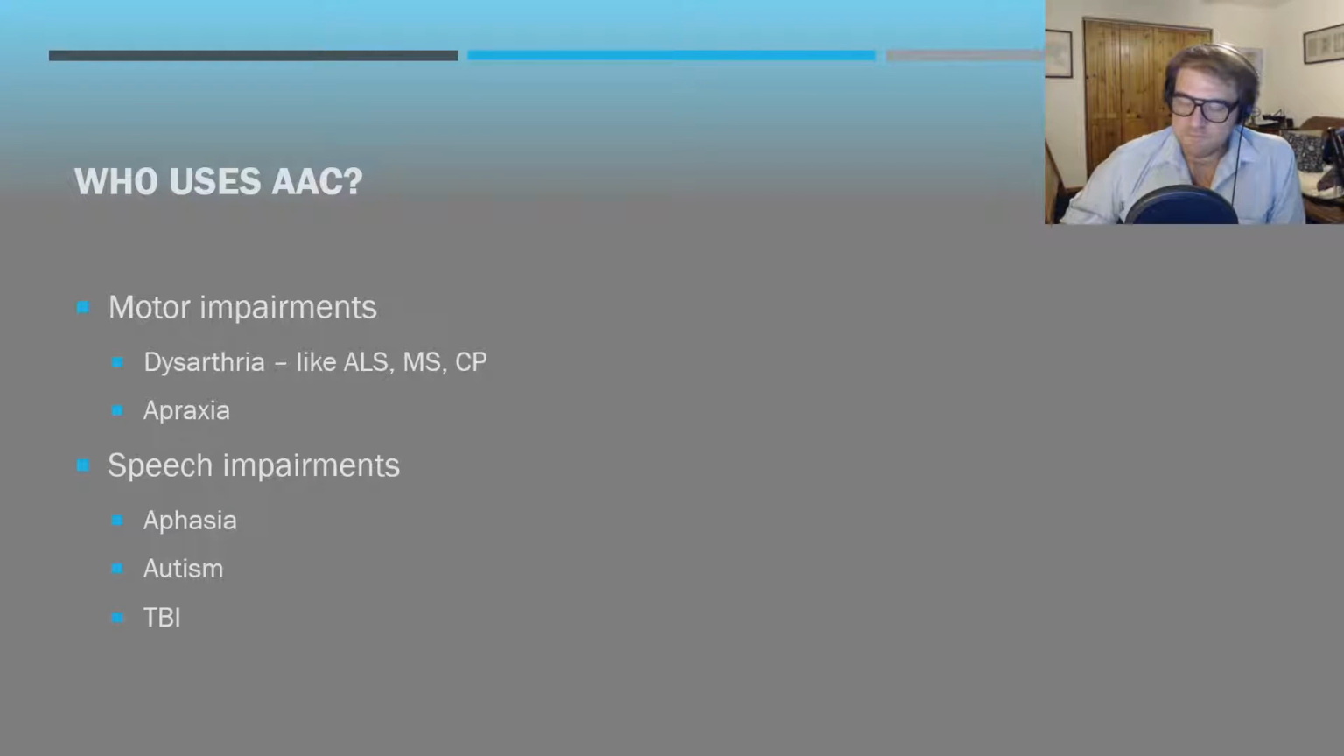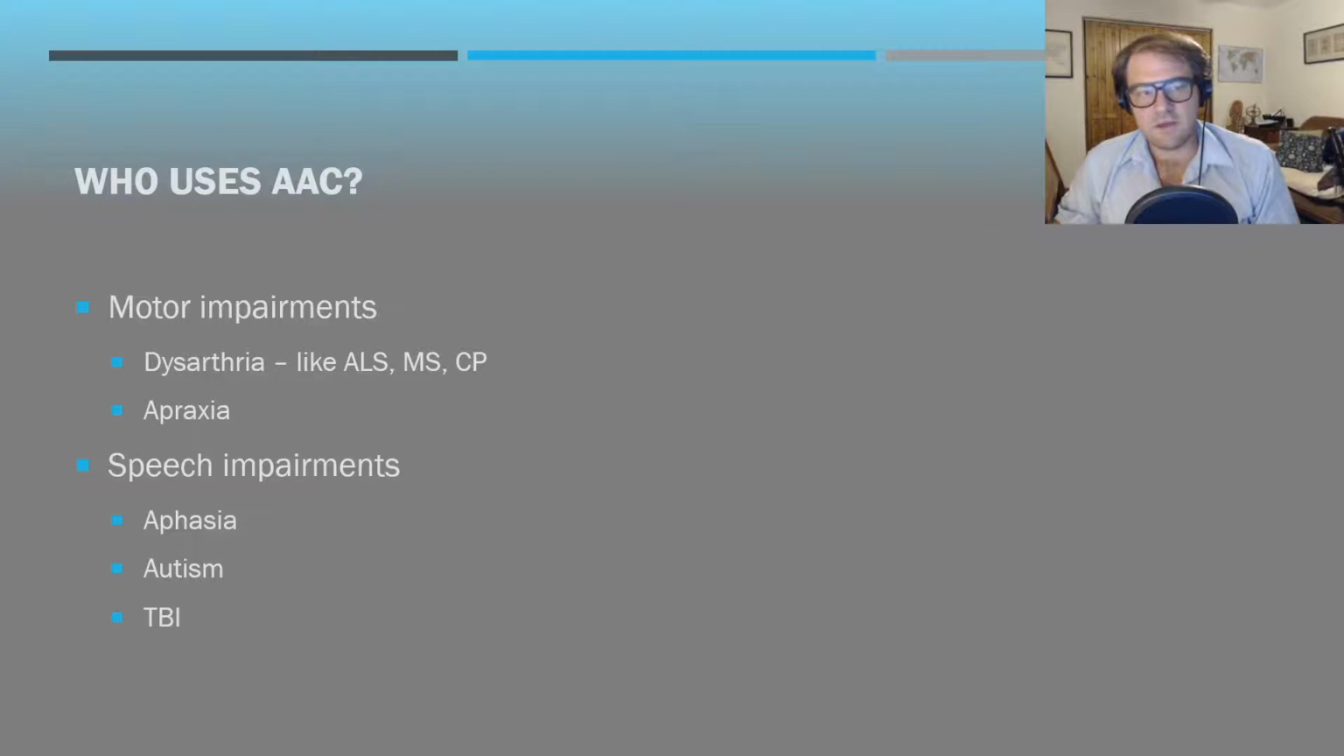People with autism, especially the more severe spectrum of autism, benefit from AAC devices quite a bit. Other types of TBI that aren't necessarily under the aphasia umbrella, all of these can use an AAC device.